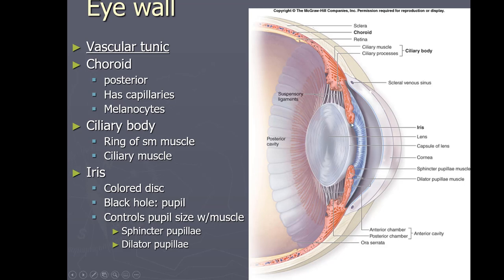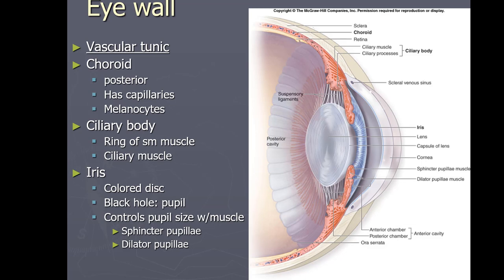The iris can change size to make the pupil dilated or constricted. There's a muscle called the dilator pupillae muscle, which dilates the pupil, and then the sphincter pupillae muscle constricts it. I'll show you that on the next slide. Other parts of the vascular tunic: all this layer with the blood vessels in it is called the choroid. It's loaded with blood vessels.